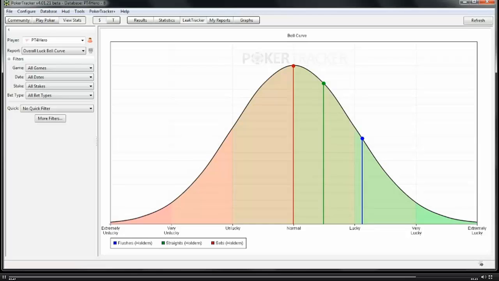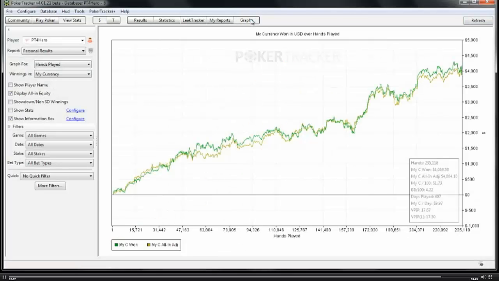It is a truer measurement of luck than other commonly used tools such as all-in equity, net adjusted winnings, or in prior versions of Pokertracker, all-in EV. All-in EV has been replaced in Pokertracker 4 by all-in equity because we find this to be a more accurate name for this stat.